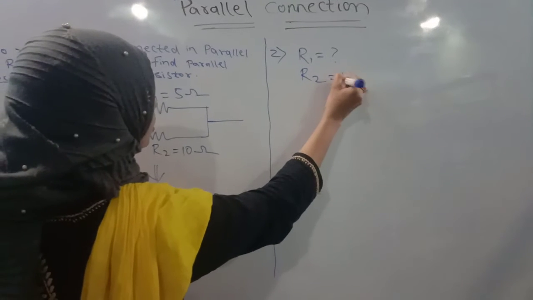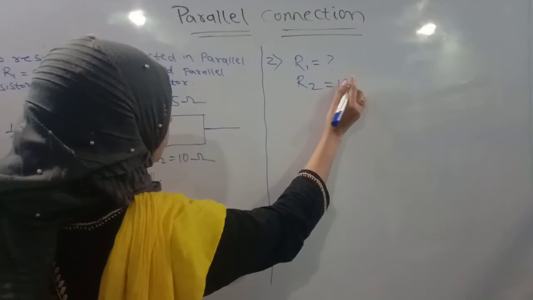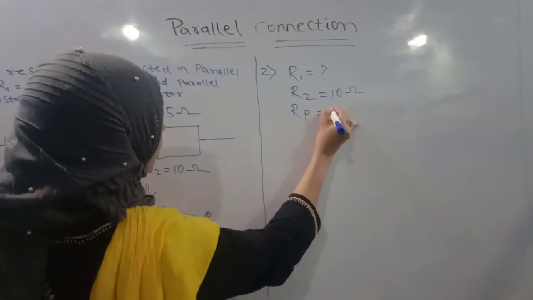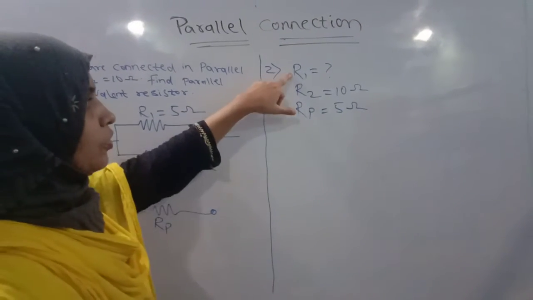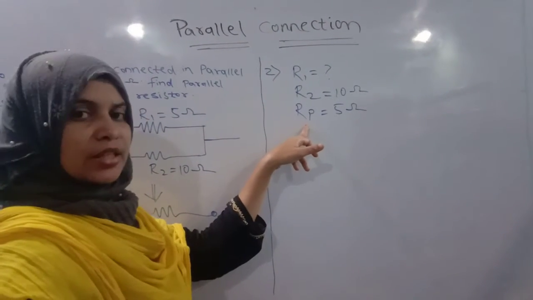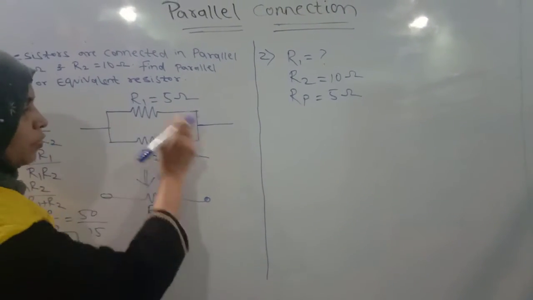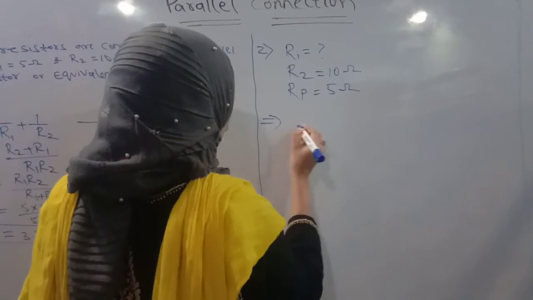R2 is mentioned, just assume it is 10 ohm, and assume the RP is given as 5 ohm. So one of the resistors you need to calculate, the parallel resistor is given, and R2 is mentioned. The circuit will be the same here, only the parameters change. So how can we do the same?